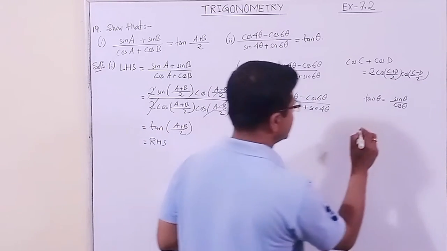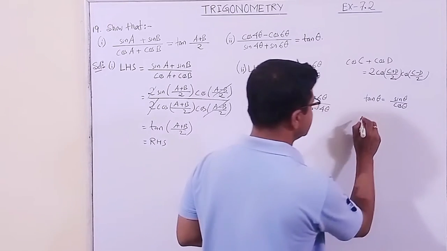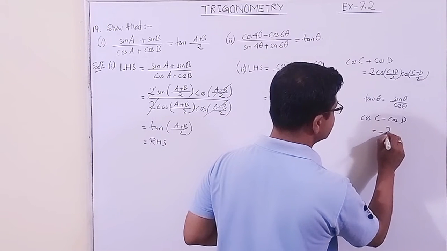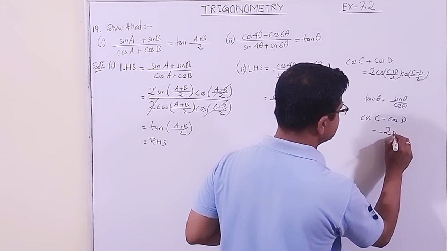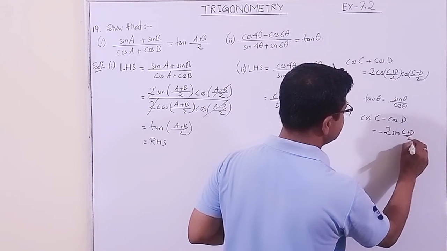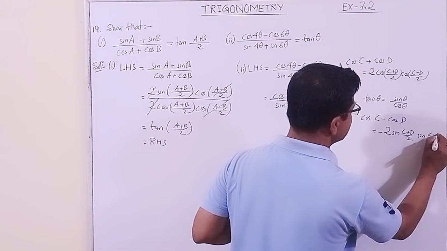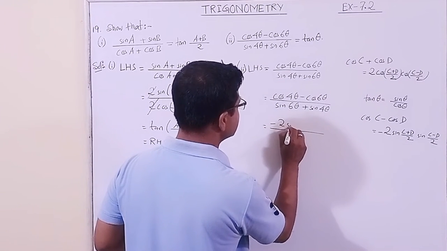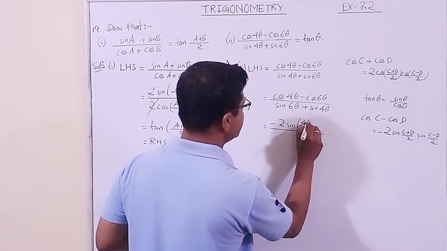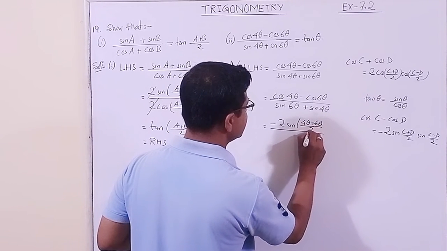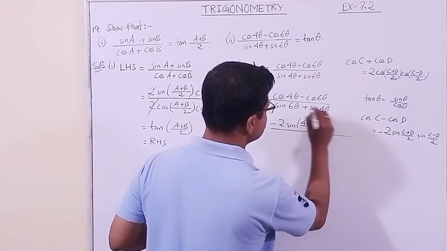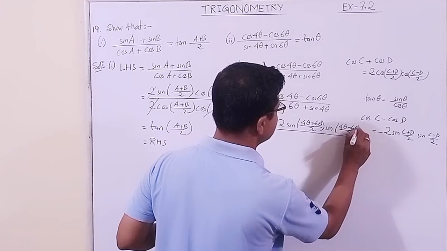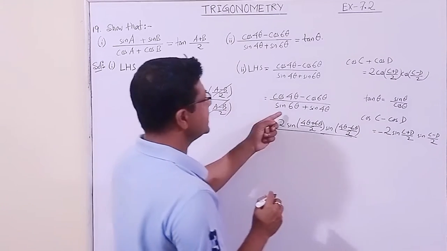I'll write the formula here. The first formula is cos c minus cos d. What is the formula? Minus 2 sin (c plus d) by 2 sin (c minus d) by 2. So minus 2 sin (4 theta plus 6 theta) divided by 2, sin (4 theta minus 6 theta) divided by 2. Then sin c plus sin d.